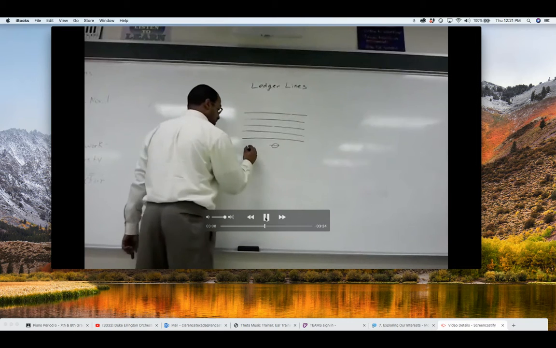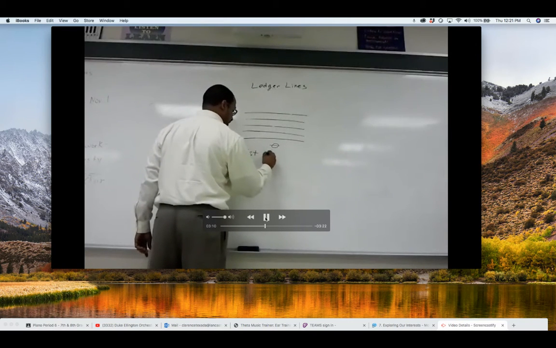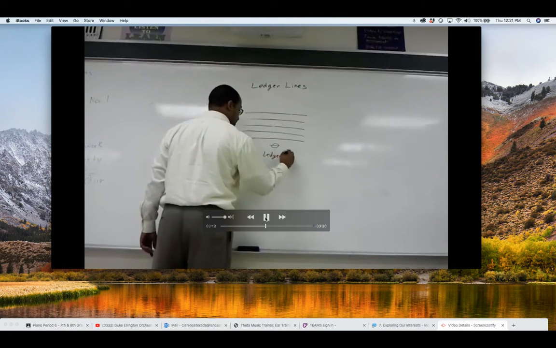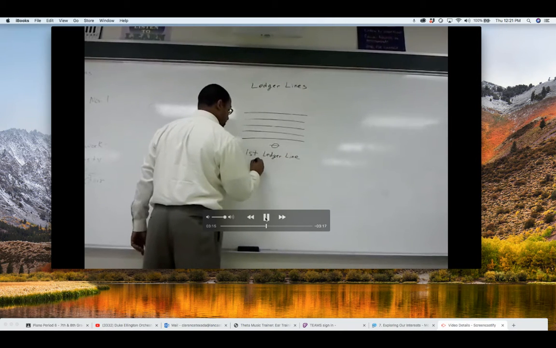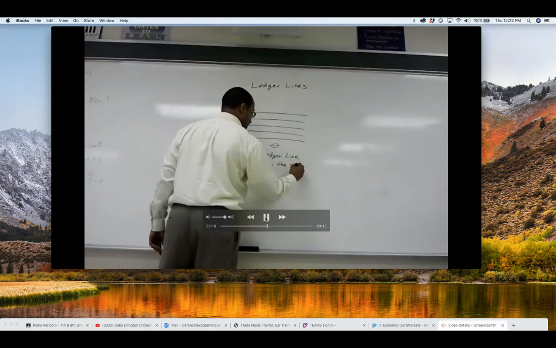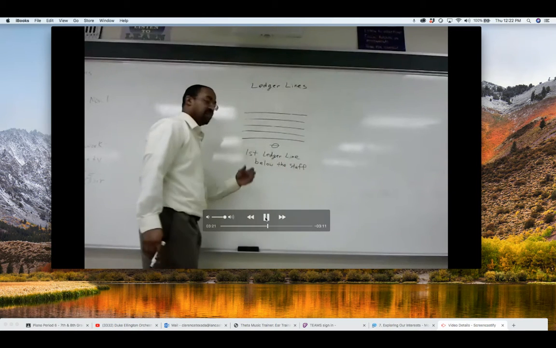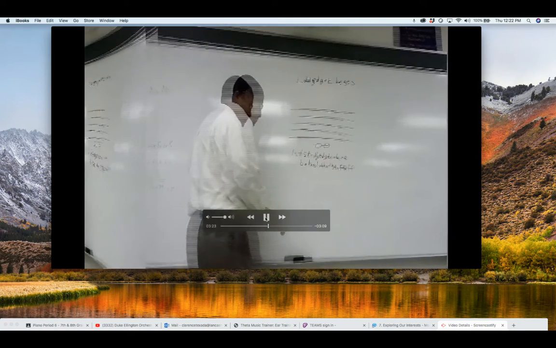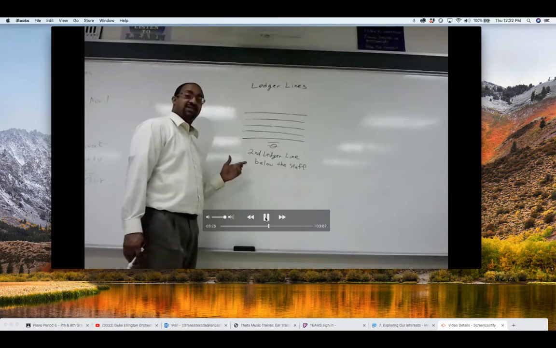Here would be first ledger line below the staff, because it's under the staff. This one would be called second ledger line below the staff.